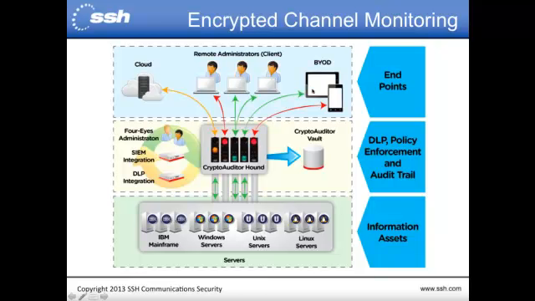You've got cloud, remote administrators, and BYOD. Here in the middle, you've got DLP enforcement and audit trail. So essentially, connections that shouldn't be happening, or information that's going across the channel that shouldn't be happening, can get shut down by the crypto auditor. That's something we call the hound. This also enables four eyes administration, so that means one person can request access, and that access can then be approved or denied manually by the human on the other end.